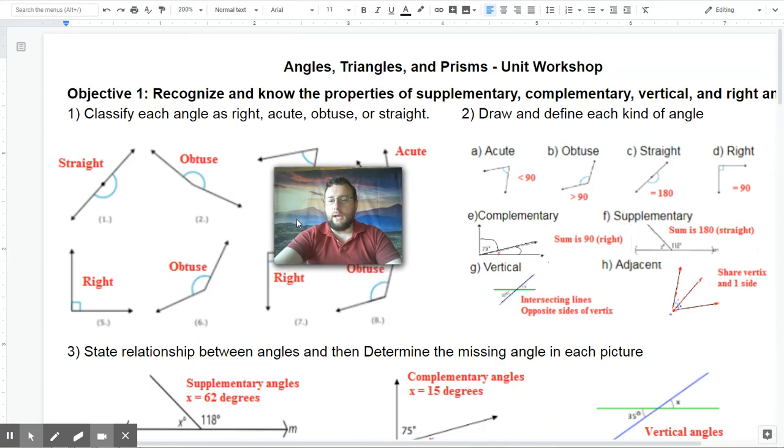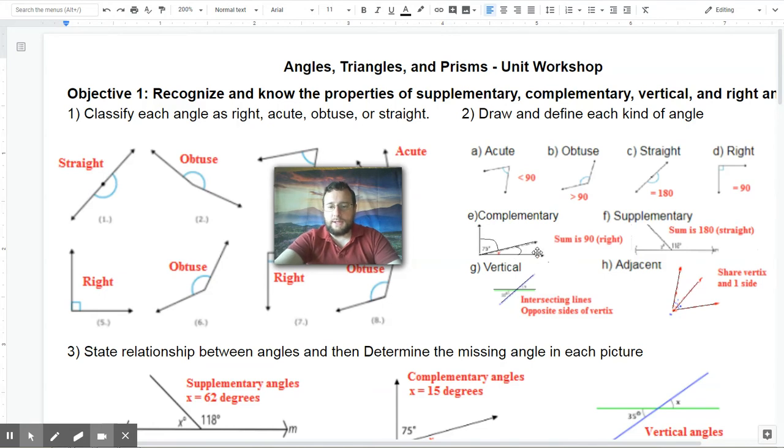All right, so on this side, we have the names, and we have to draw them. So here's an acute angle because it's less than 90. An obtuse is more than 90. Technically, you should also say that it's less than 180 in order to be called obtuse. Straight is exactly 180. Right is exactly 90.